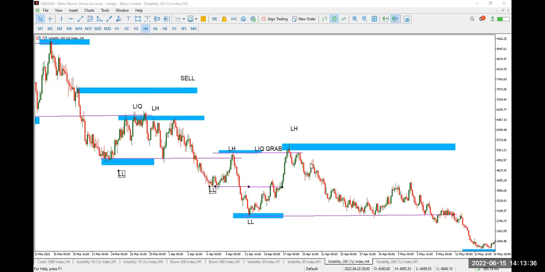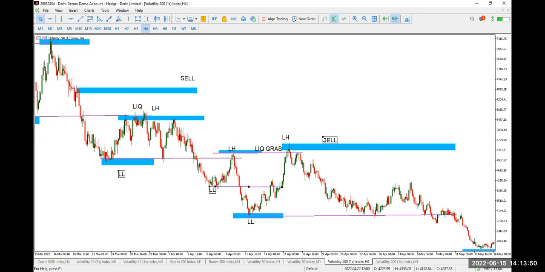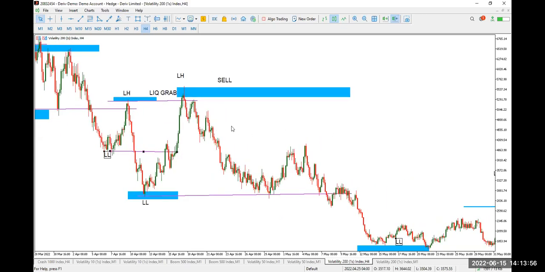As I was saying, you see this place, they take out this liquidity grab here. So we also have a sell here. There is a sell opportunity here. Anytime the market comes back here in the future, we also sell here. So we have gotten two zones where we are going to sell the market.